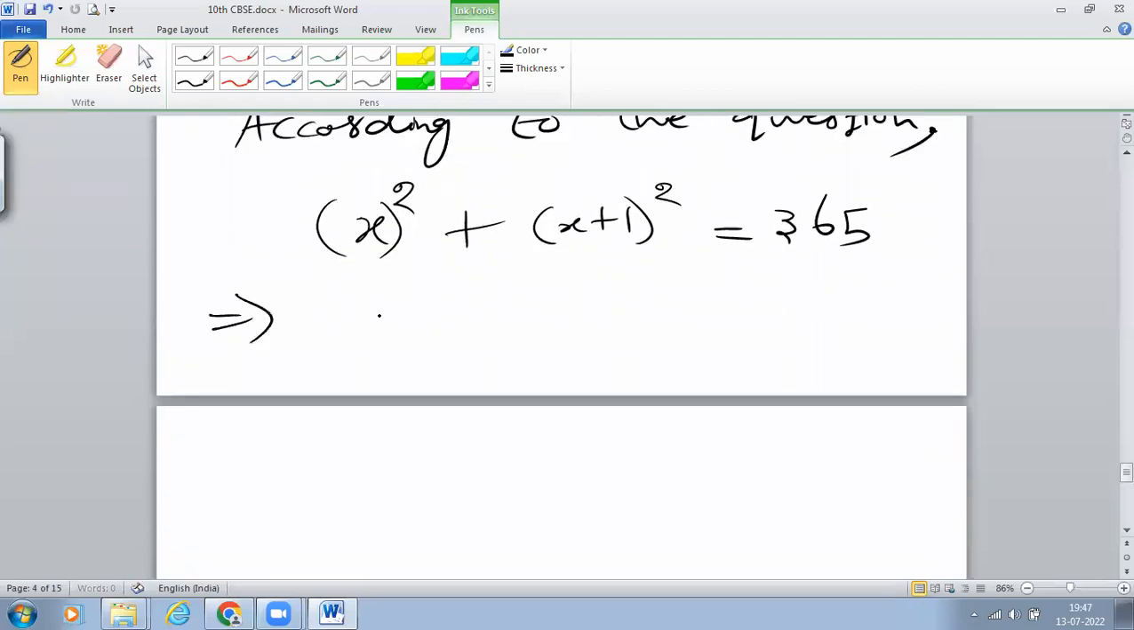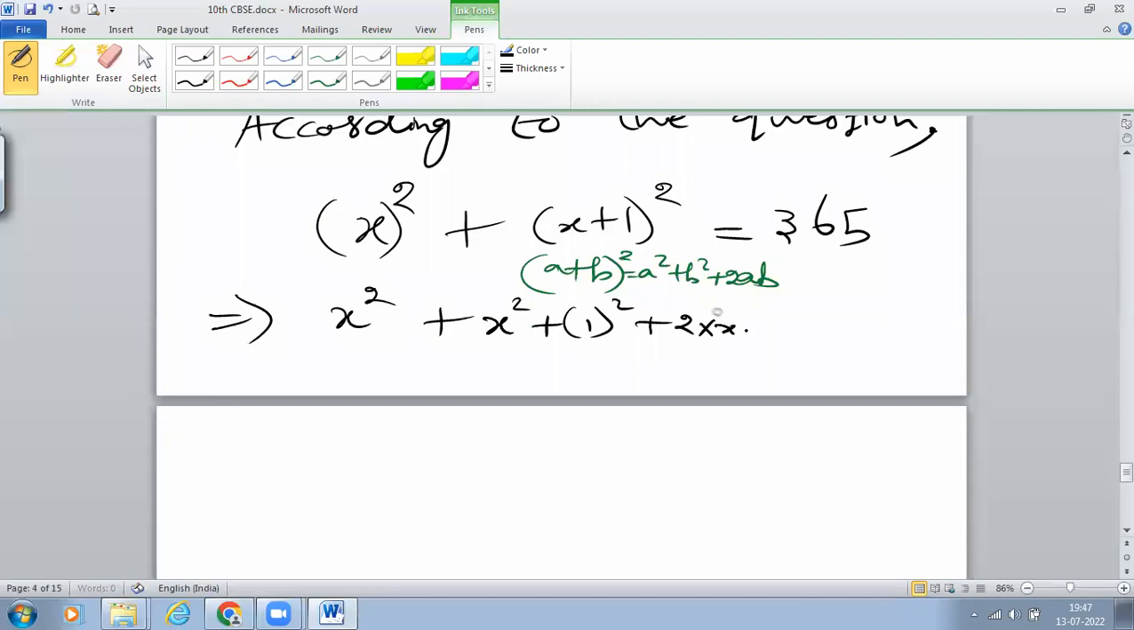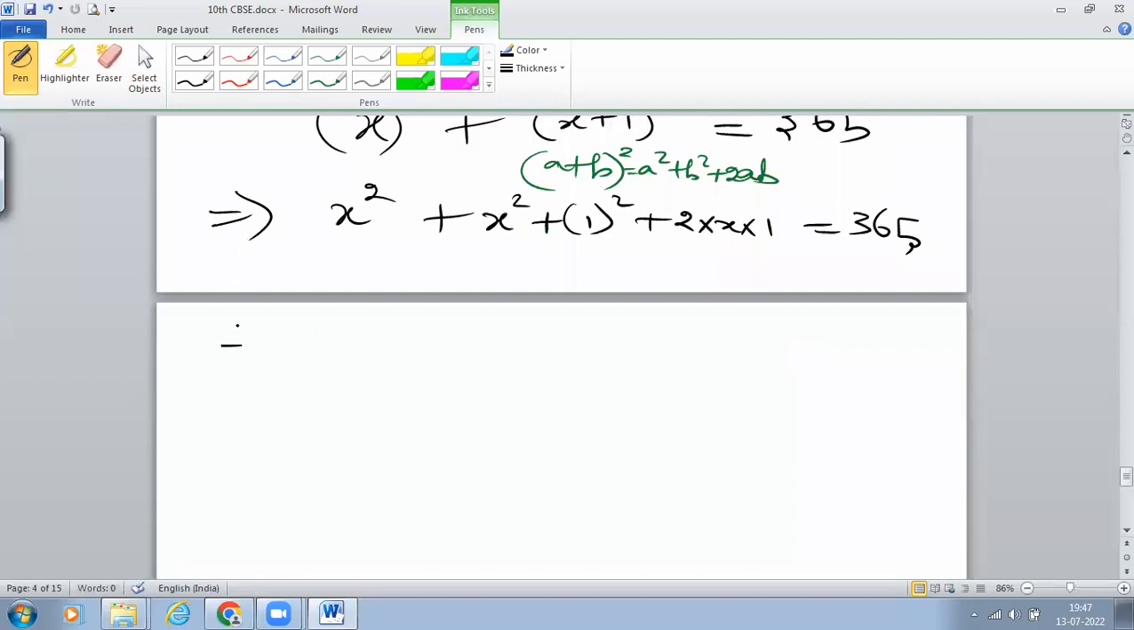Now what we get is x square, I'll write as it is, x square plus x plus 1 the whole square. This is of the form a plus b the whole square. You know the a plus b the whole square formula, right? a square plus b square plus 2ab. Using this formula, in the place of a we have x, in the place of b we have 1. So that is x square plus 1 square plus 2 into x into 1, which is equal to 365. Easy? So I'm using the a plus b the whole square formula.